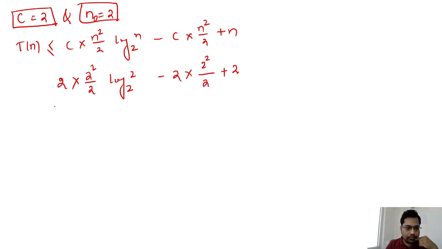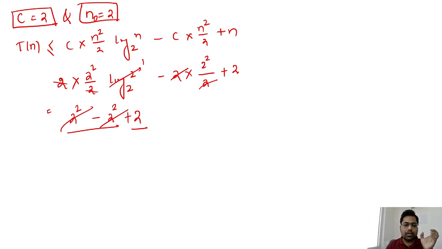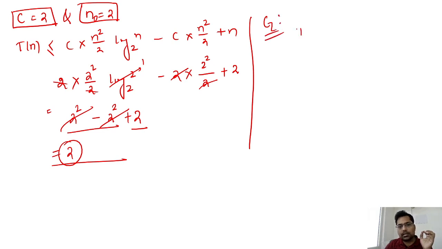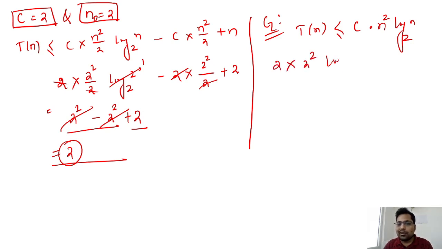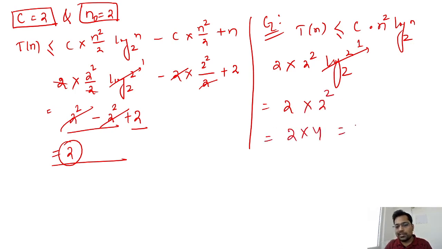Next is to verify that. We are putting log 2 base 2 minus 2 into 2 square, which is 4. So 2 square minus 2 square plus 2. Done. Now 2 square, 2 square cancel, so 2 is on this side. On the other side, what we guessed, the guess we have already taken as c into n square log n base 2. Here we are simply putting the value: log 2 base 2 is 1. Now 2 into 2 square, so 2 into 4, which is 8.